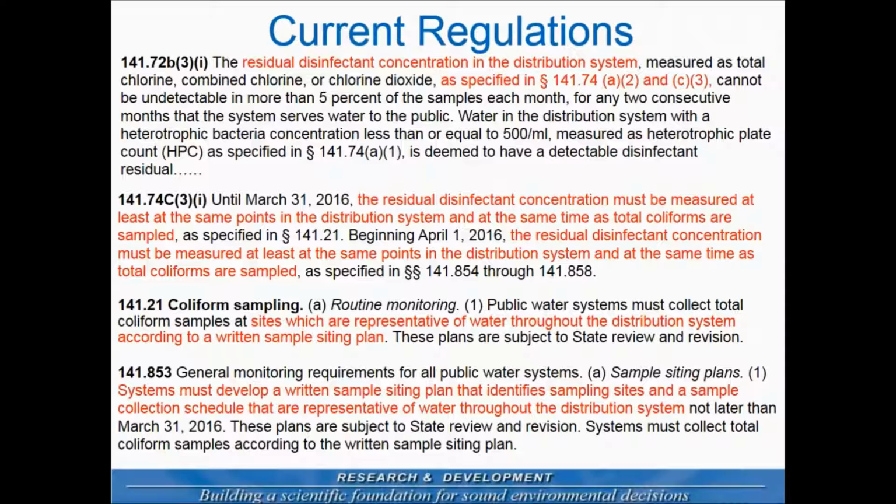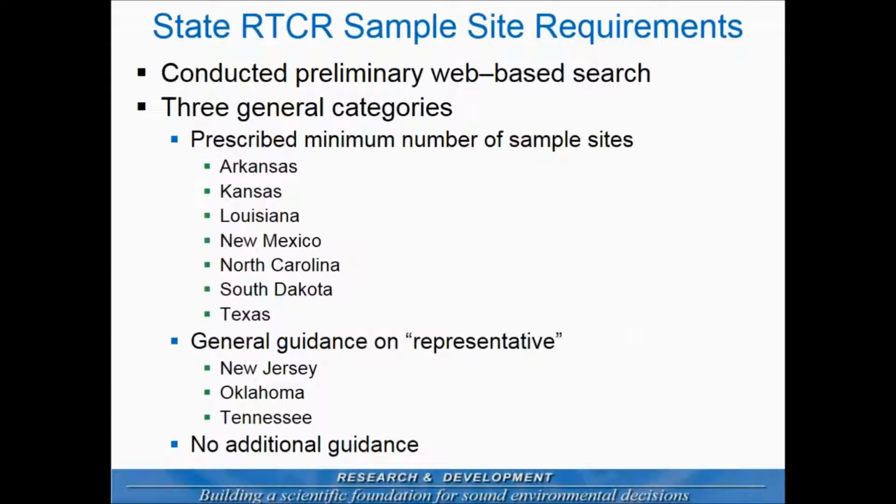So the next step, we went to the states, and we conducted what I'll call a preliminary web-based search. So we went to state websites to see what information we could find out about what they require about how to determine your sample sites, how many sites, and how to determine those. And we found more or less 3 general categories of states, and this is not an exhaustive search. These are just the things that we could find easily online. If people from various state agencies would like to email me at the end, my email is on the last slide, and want to provide me information about your states, that'd be great.